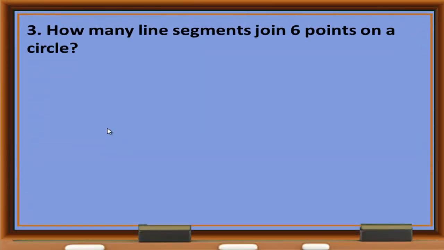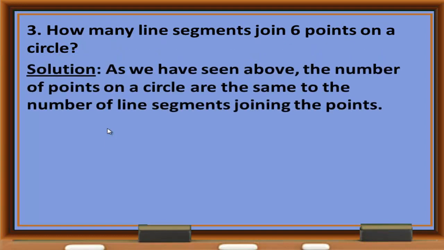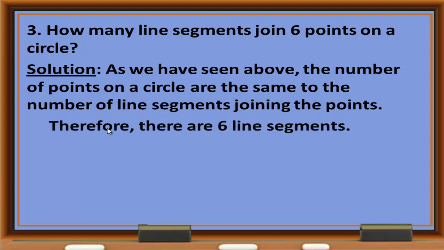Number three, how many line segments join six points on a circle? As we have seen above, the number of points on a circle is the same as the number of line segments joining the points. Therefore, there are six line segments.